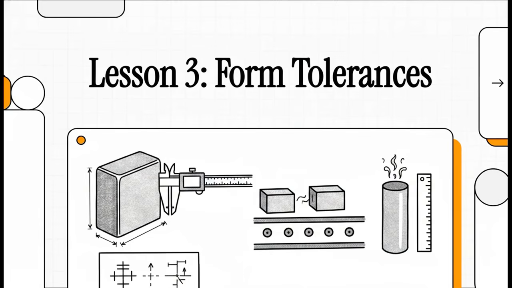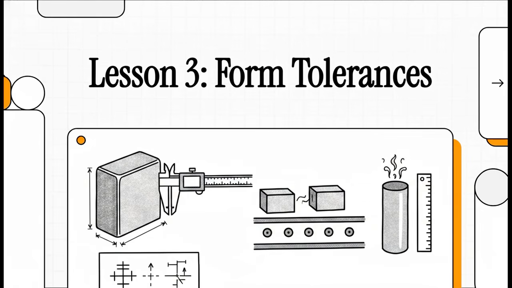Imagine you're holding a freshly machined solid metal block. You take your precision calipers, you measure the height, you check the width, you check the length, everything is dead on. It's perfectly within the specified plus or minus size tolerances on the blueprint. So you confidently send it down to the assembly line, but when they try to actually mate it with another component, it completely fails to fit.